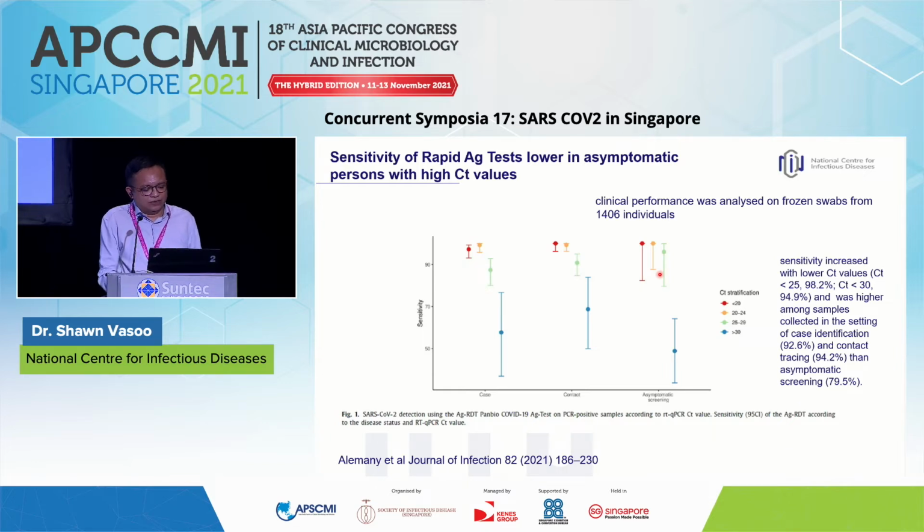This is a study from the UK which looked at 1,400 individuals, while it was done on frozen swabs, which is a limitation. And it was just a nice study to show that the performance of rapid antigen tests varies according to the disease status and also the reason you're using it and also the viral load. So sensitivity in this study was highest when the CT values were below 25, it was 98%, and then if you look at a cutoff of less than 30, it was about 95%, and it was higher sensitivity when you were testing cases and controls rather than asymptomatic screening.